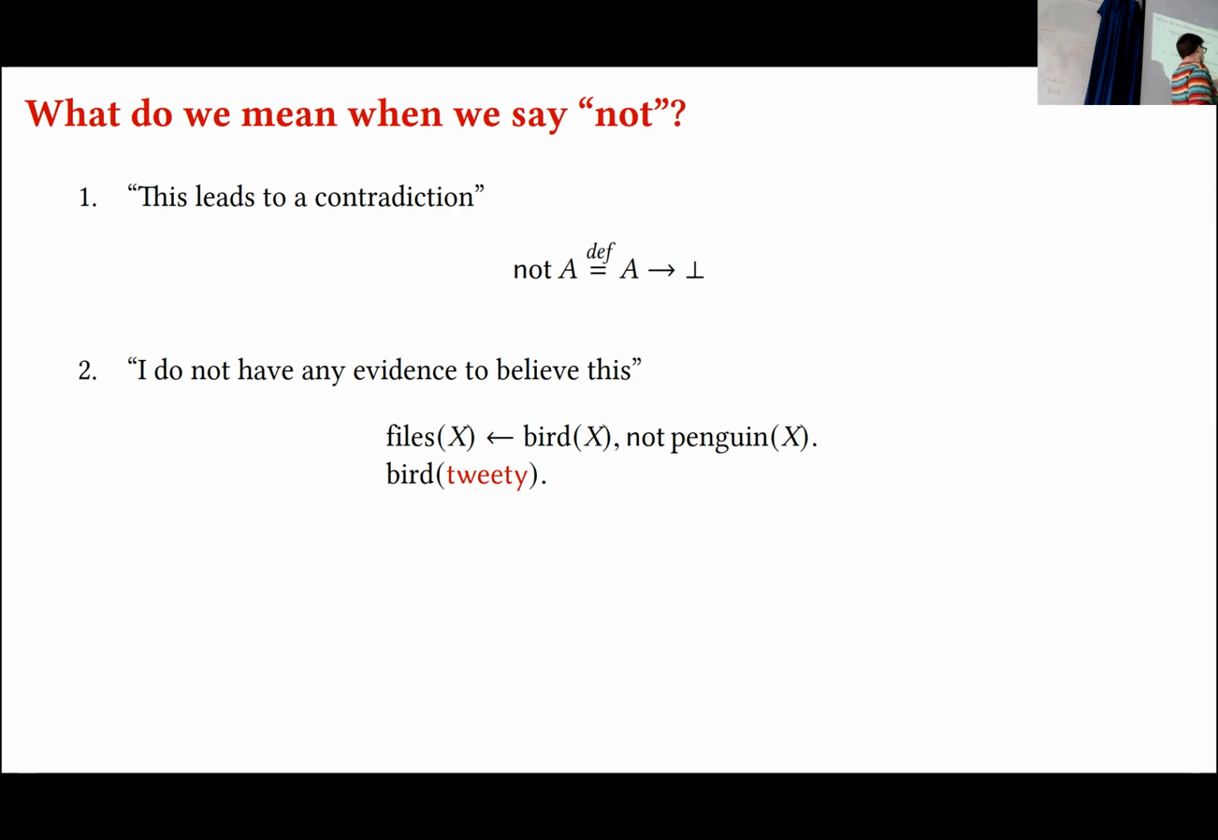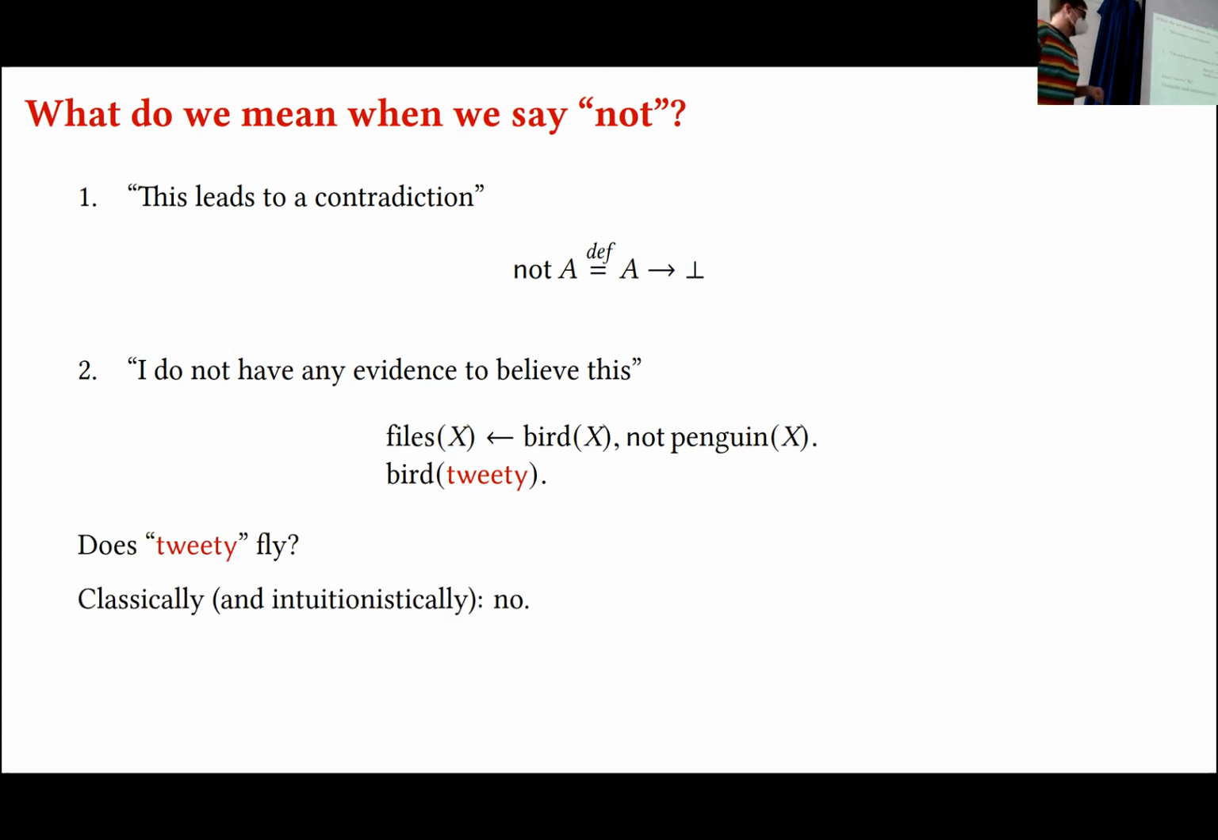So something flies if it's a bird and it's not a penguin, right? And if we know that Tweety is a bird, then is it safe to conclude that Tweety flies? We're all brainwashed by logic, and we would say this is not safe. I mean, what if 10,000 years in the future, tablets are found on Earth which prove that Tweety was a penguin? Classically and intuitionistically, no, you can't conclude that Tweety flies.